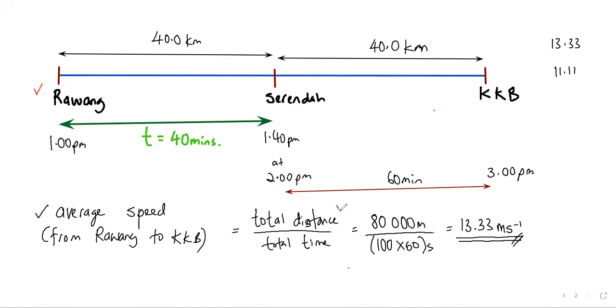The formula for average speed is always total distance over total time. Total distance is 80 kilometers, which is 80,000 meters. Total time on the road was 40 minutes plus another 60 minutes, so it's only 100 minutes. The resting time is not counted. We can't count resting time when we take average speed. So 40 minutes plus 60 minutes is 100 minutes, changed to seconds. Your final answer is 13.33 meters per second.